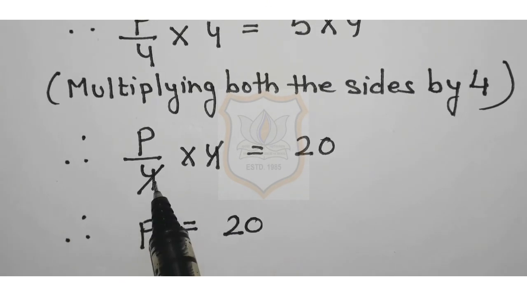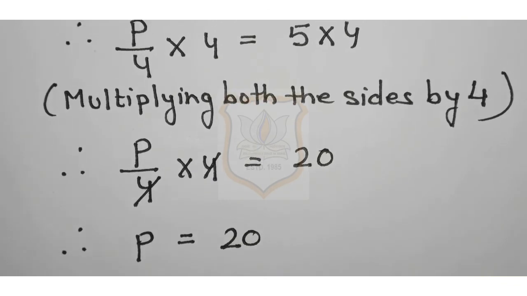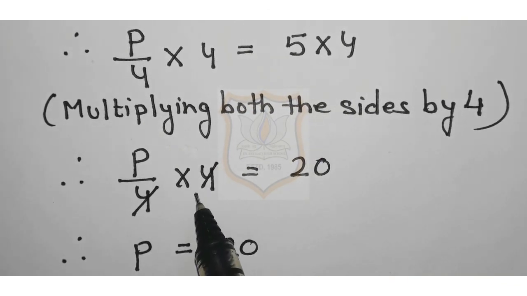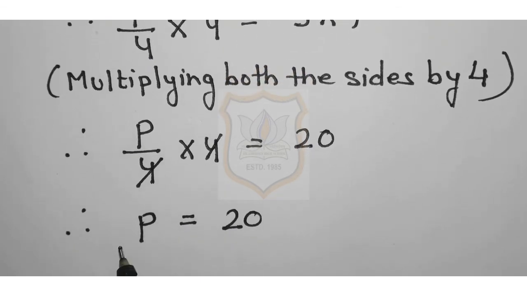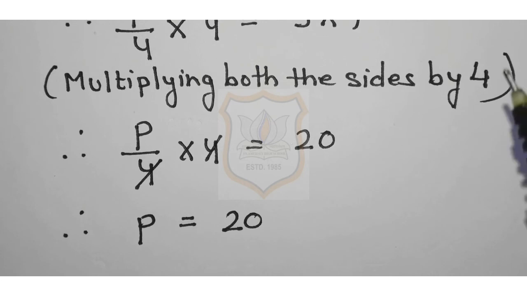Therefore, p upon 4 multiplied by 4 and 5 into 4 is equal to 20. The 4s both cancel out, and the value of p is equal to 20. In this way, we can find out the value of p, that is equal to 20 in C part of question number 4.